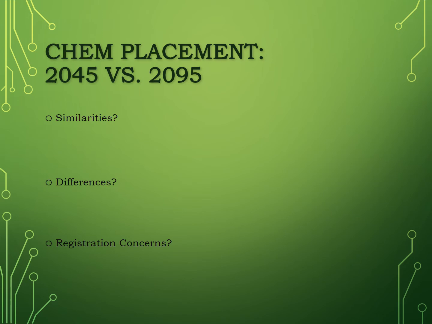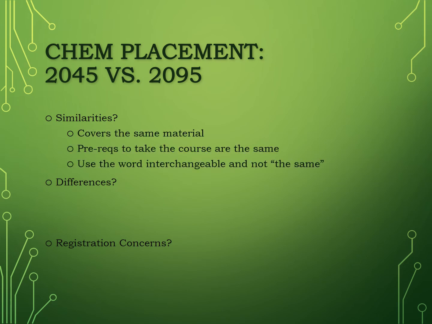So let's talk a little bit more about Chem 2045 and 2095. The similarities are that the class covers the same material. The prereqs to take the course are the same as we just talked about. But we want to be careful that we're not talking about each of these classes as the same course. If someone asks, what's the difference, and you say they're the same, we don't want to use that word because there are differences. We'd rather use the word interchangeable.